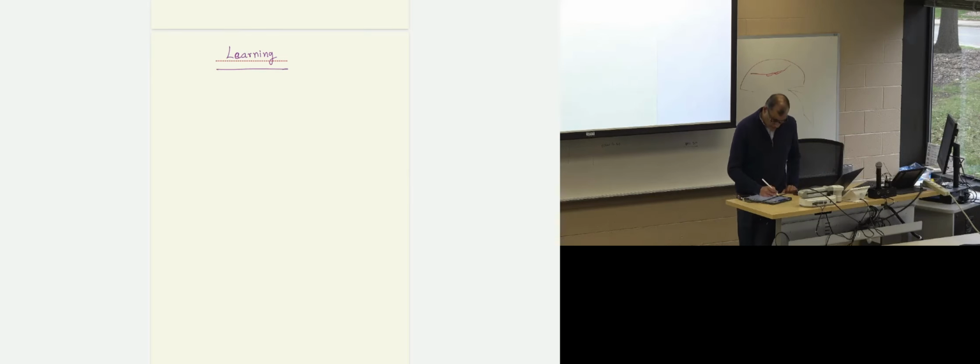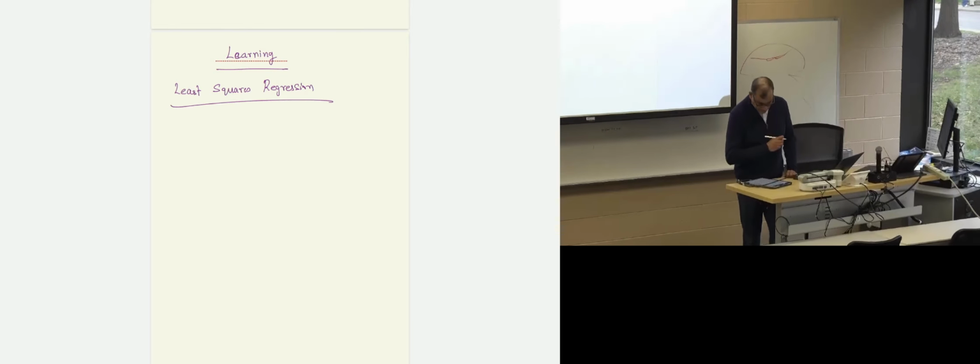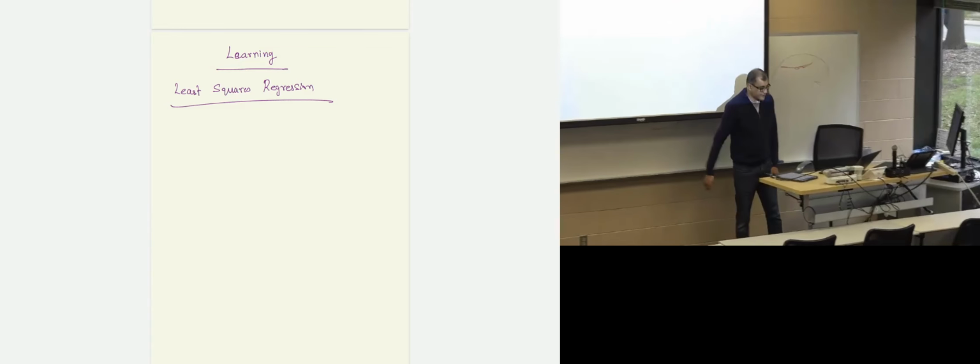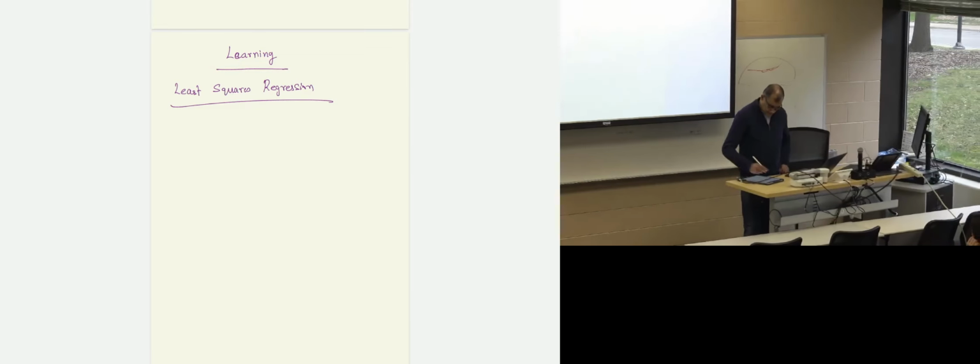Okay, so we'll start with least squares regression. And effectively, what you're trying to do is you have this problem, Ax equal to y. So this is an m by n matrix. So you have n by n, n by 1, m by 1.